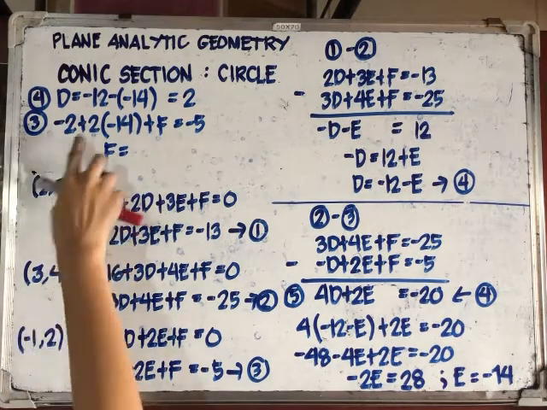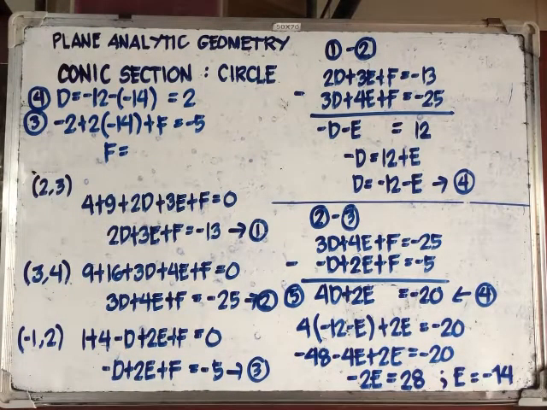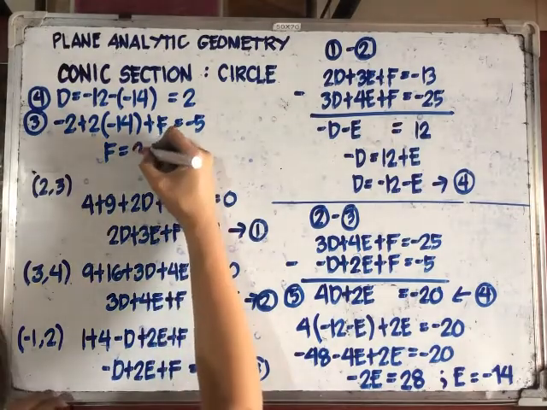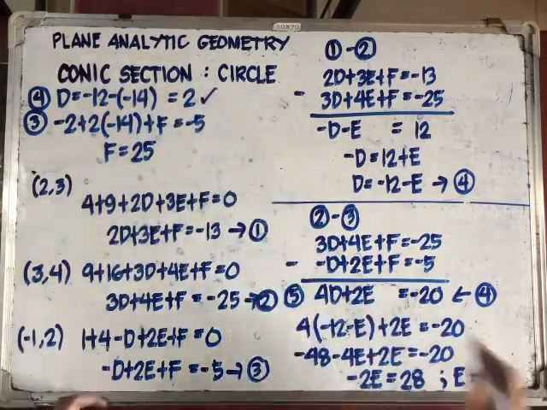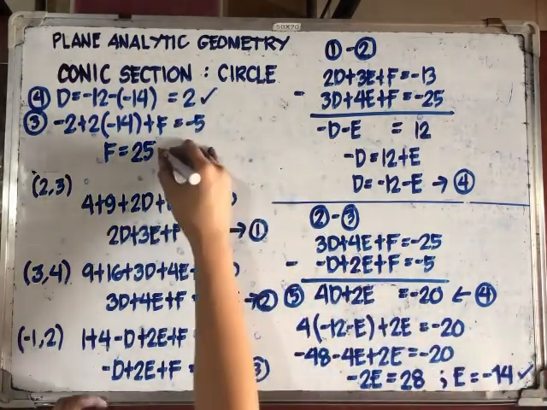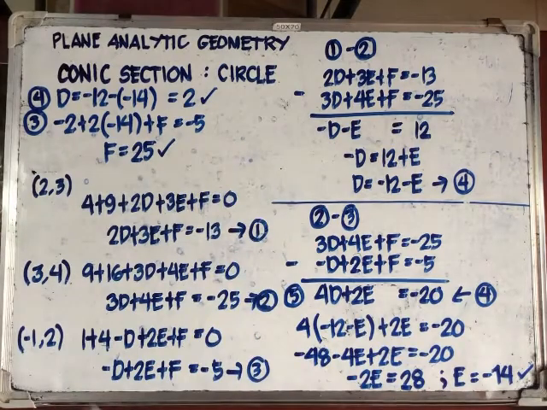We have negative 2 on this side, minus 28 pa. So, that's negative 30. Ilipat natin yon sa other side. So, that's 5 minus the negative 30. Ang F natin is equal to 25. So, let me summarize it. D is 2, E is negative 14, and F is 25.